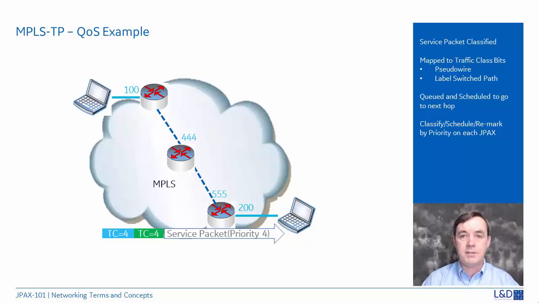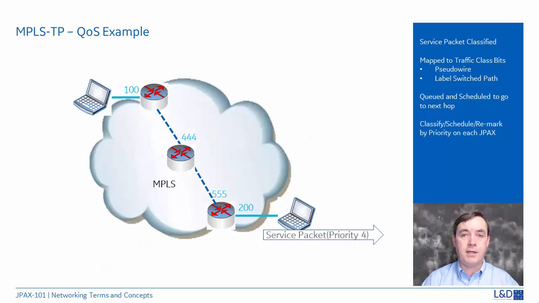As MPLS-TP does not pop the LSP label before the end of the LSP, all of the information in the label is preserved for use by the remote endpoint JPAX. This includes the priority of the LSP. As each label, LSP, and pseudowire are popped, QoS maps can be used to map the priority of the packet as desired on that JPAX.